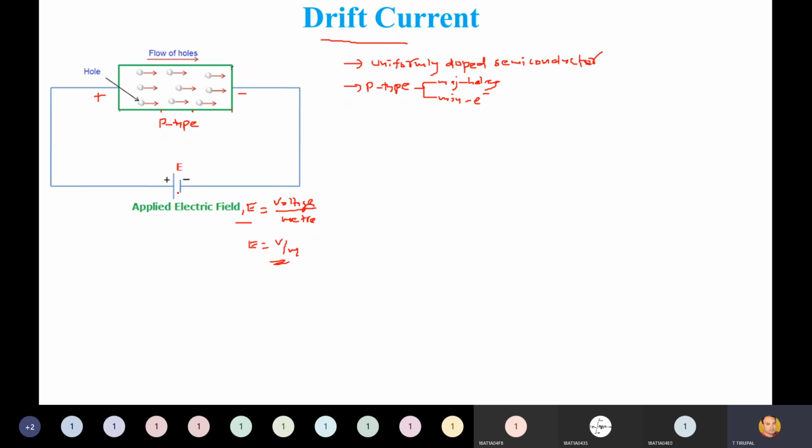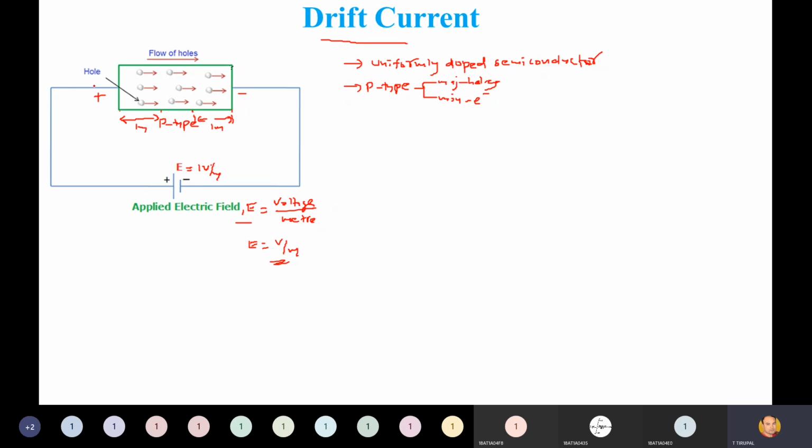Now I am applying this electric field here, plus sign here, minus sign here. Suppose E is equal to 1 volt per meter. That means for every 1 meter distance, this voltage will be applied. The voltage will be applied only for the charge carriers within that 1 meter distance, and they will be affected only within it.